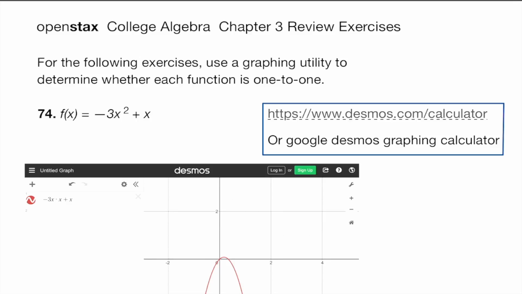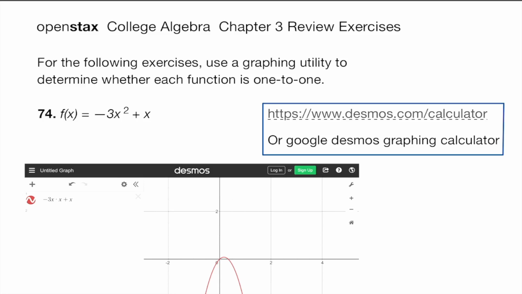Welcome! In this video, we are going to look at problem 74. It is from the Chapter 3 Review Exercises of College Algebra by OpenStax. For this one, we need to use a graphing utility to determine whether each function is one-to-one.